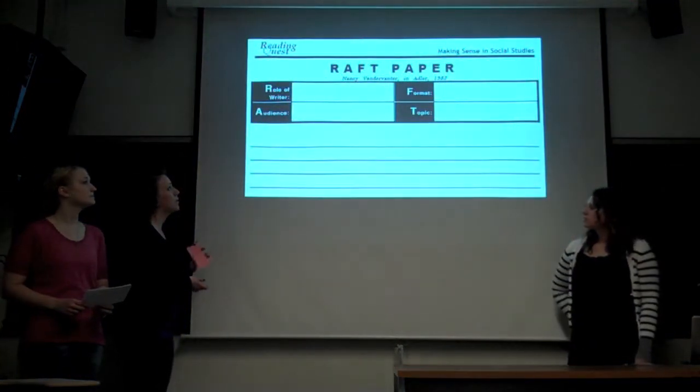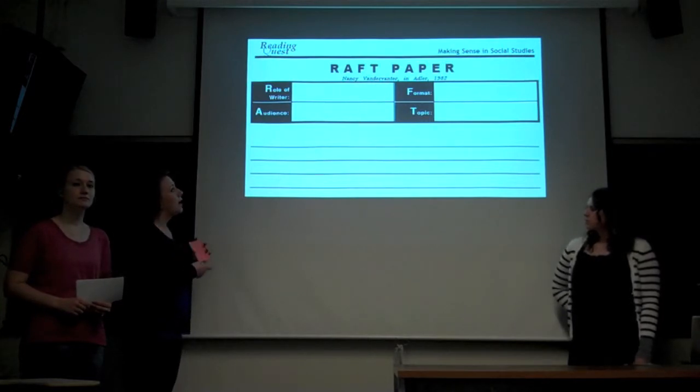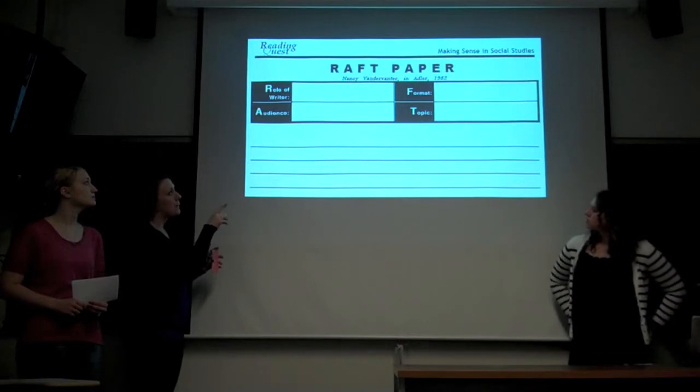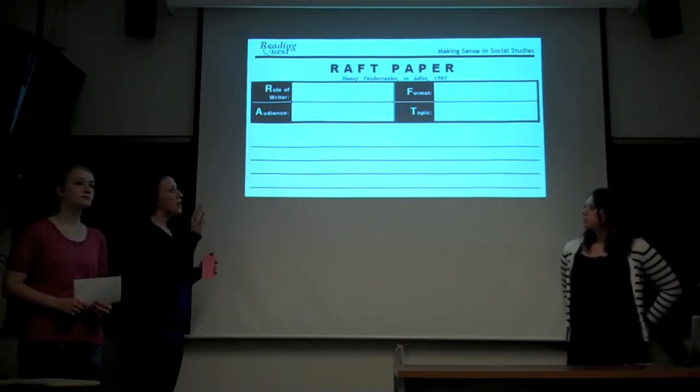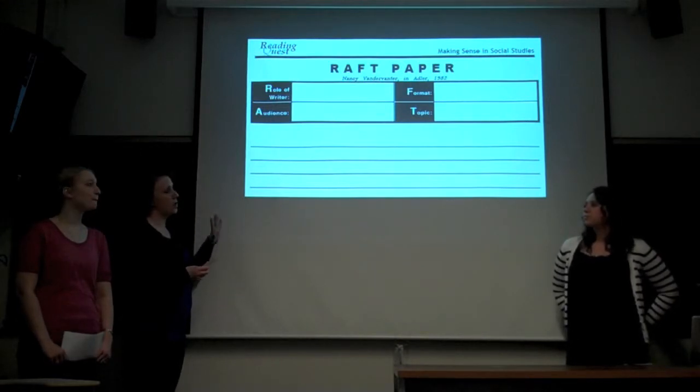This is also another example of ways teachers may give the RAFT strategy to their students. And as you can see, it says the role of the writer, the audience, the format, and the topic. And once the children have each aspect of RAFT, they can write a couple sentences about their topic below that.